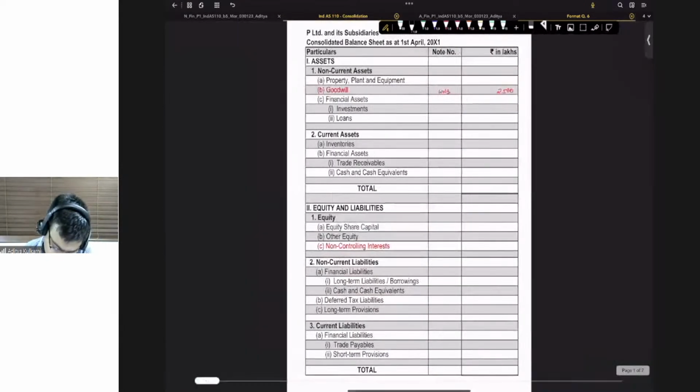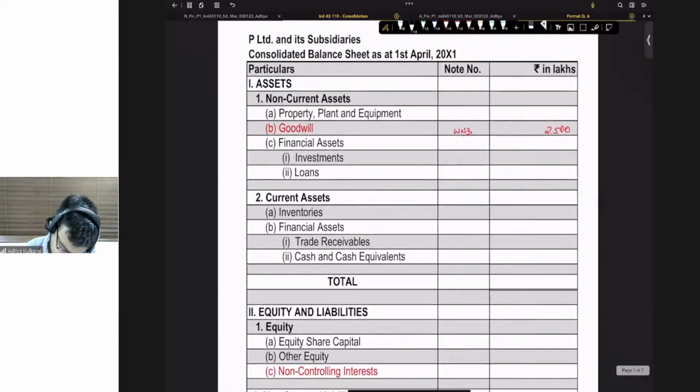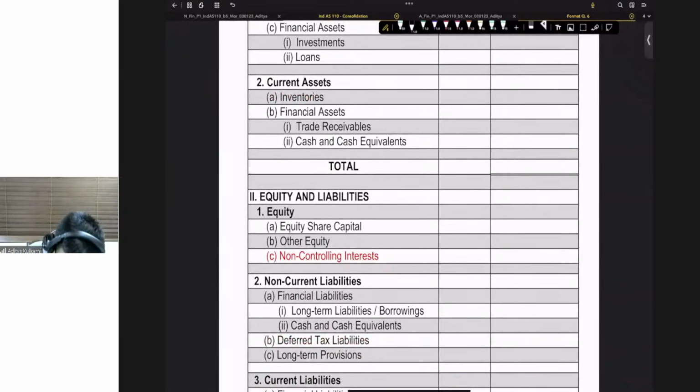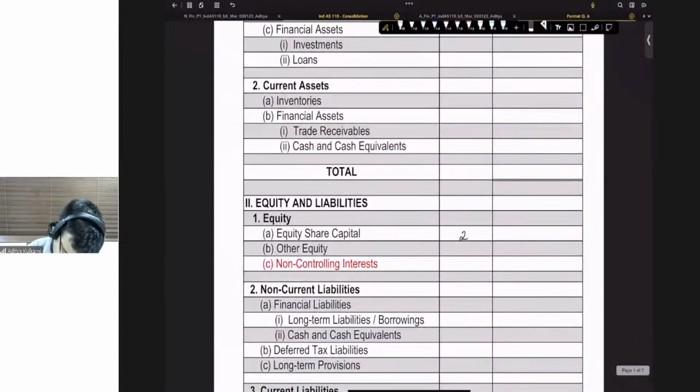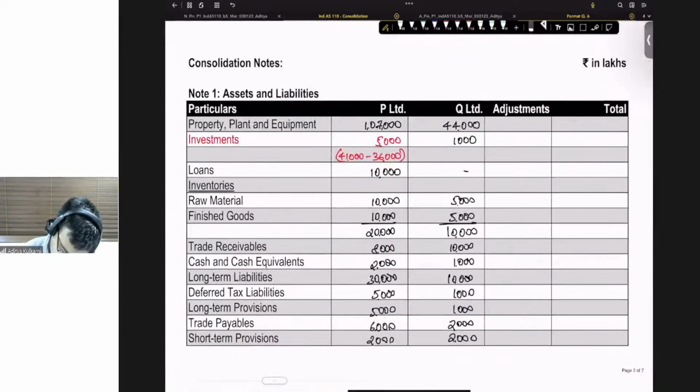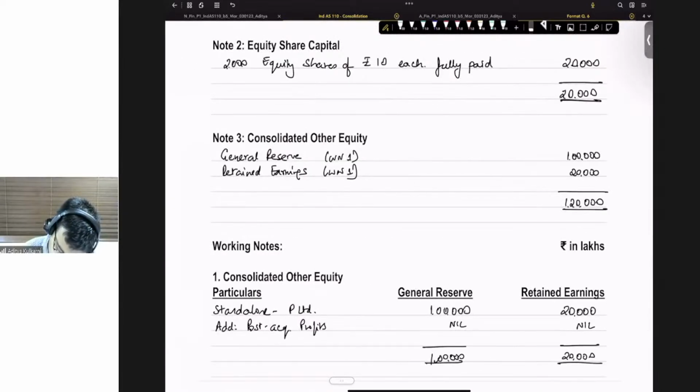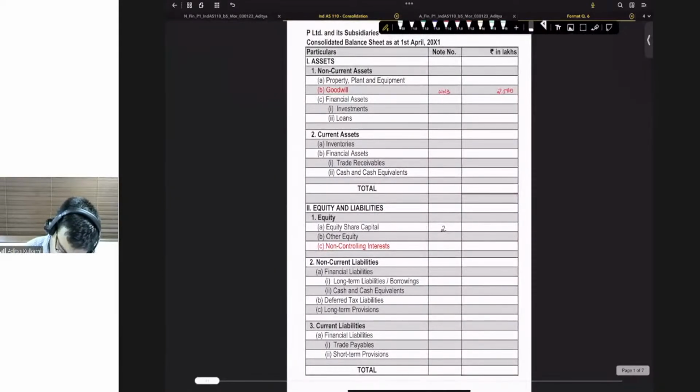So coming to your equity and liabilities, note number 2, equity of the parent continues as it is. So we had how much there? 20,000 and other equity is 1 lakh 20.